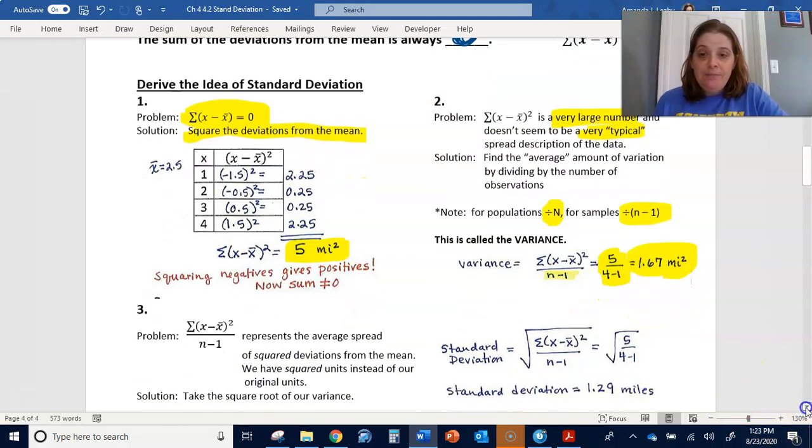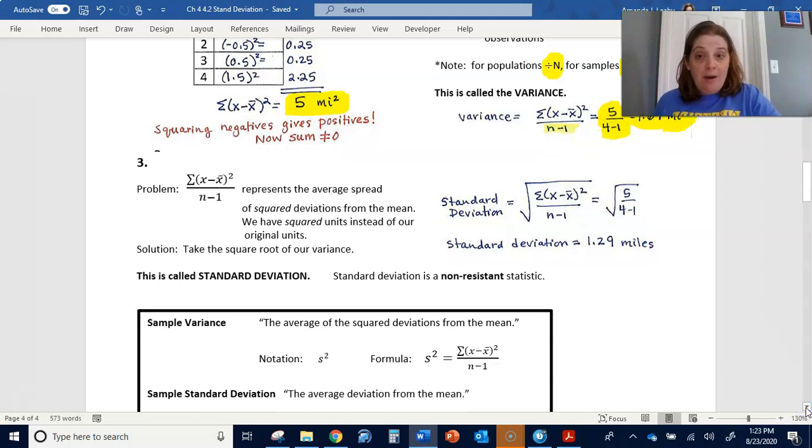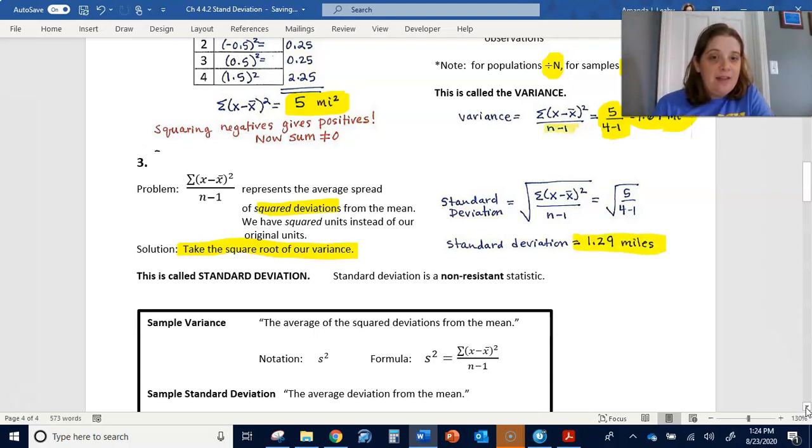Again, we've got square miles. Since we have the average spread of the squared deviations, we have square units. We're going to solve that by taking the square root of that number. So I'm going to take my 1.67 and take the square root of that. I took all the differences, squared them, added them up, and divided by that number to get the average. Now I'm square rooting that. That gives me my standard deviation. The number before you take the square root is called the variance, and the number after you take the square root is called the standard deviation.